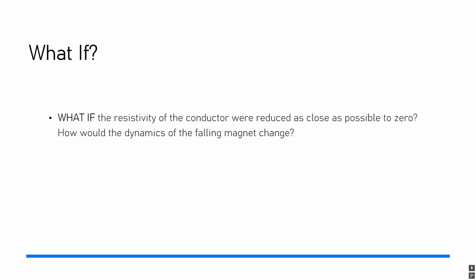So what if the resistivity of the conductor were reduced as close as possible to zero? How would the dynamics of the falling magnet change? Reducing the resistivity to zero would cause the opposing magnetic fields, therefore opposing fluxes, to meet in the center of the cylinder, and this would just cause the magnet to essentially levitate halfway through the cylinder. But because we live in reality where you cannot easily get zero resistance, it's just going to very, very greatly slow down the speed of the magnet as it falls through the cylinder.